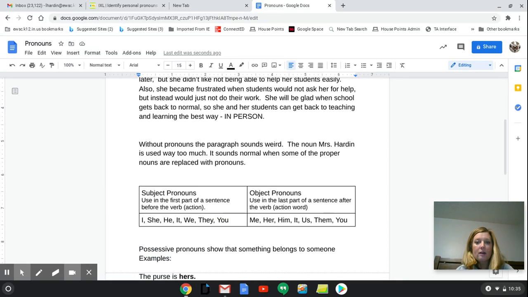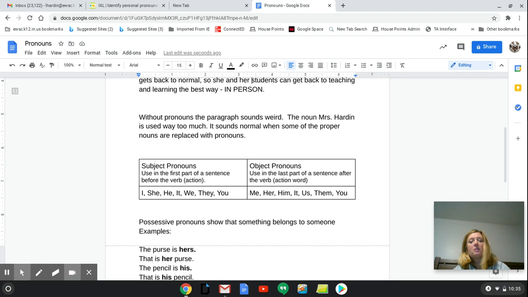This chart here I think would be helpful, and I'm going to put this in your Google Classroom just as a reminder of what the pronouns are. You could open it up in another tab while you're doing your IXLs, or you could even just jot this little chart down on a piece of paper and have that next to you while you do your IXLs if you need it.